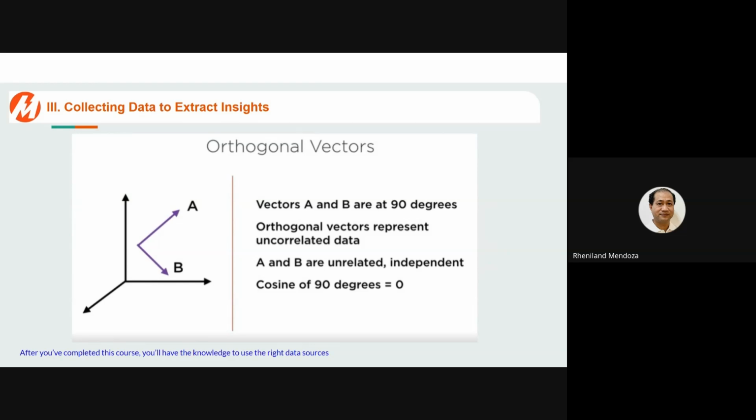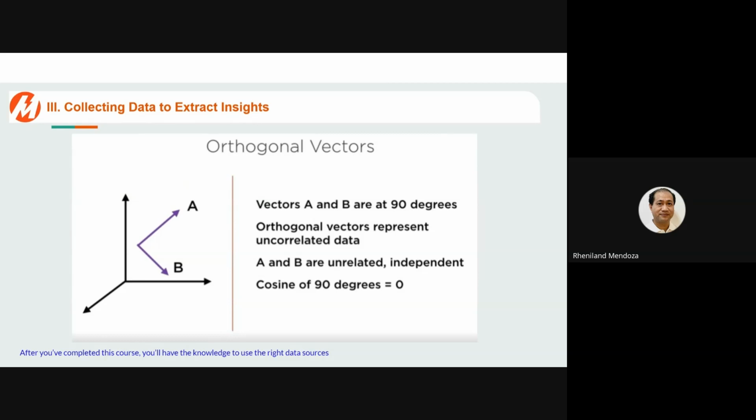First, let's consider two orthogonal vectors. What is a vector? Do you know what a vector is? It's actually a value with a number and a direction. This is in contrast with scalar values, where you only have values.